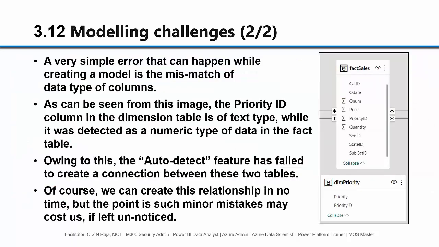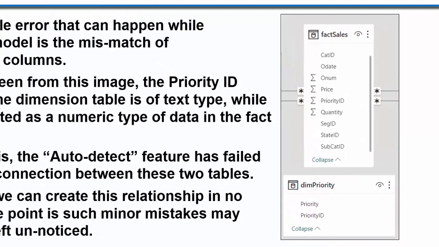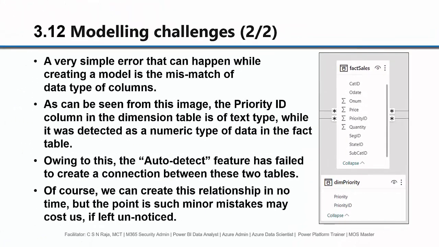A very simple error that can happen while creating a model is the mismatch of data type of columns. As can be seen from this image, the priority ID column in the dimension table is of text type, while it was detected as a numeric type of data in the fact table. Owing to this mismatch, the auto detect feature has failed to create a connection between these two tables.